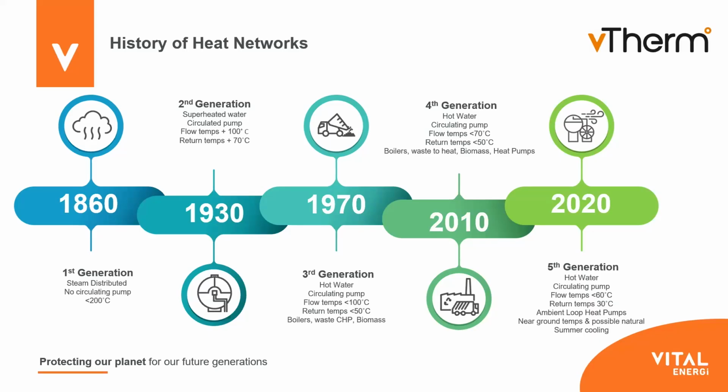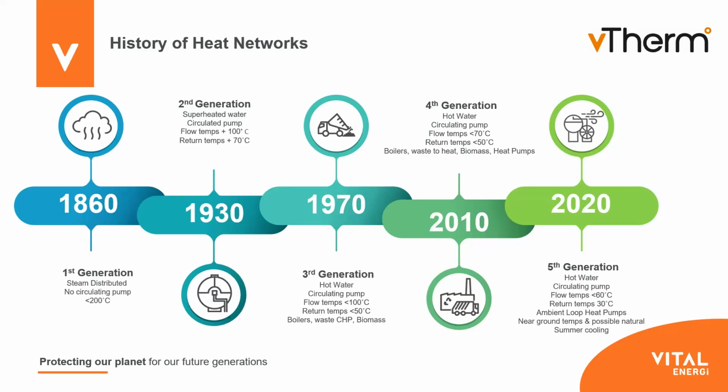Going to the 1970s, where we're into our 3rd generation, we are circulating the water, but now we are starting to try and bring down both the flow and the return temperatures on that flow and return pipework. Going into the 4th generation, where quite a lot of networks are at the moment, we're bringing it even lower, and we're introducing not only gas boilers, but also things like waste to heat, biomass, and the start of heat pumps.